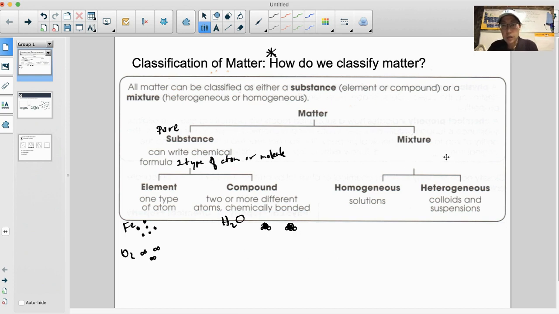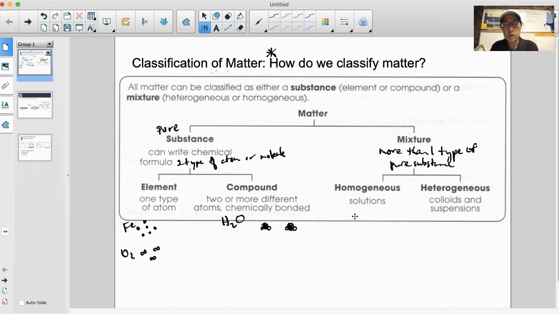Next, our mixtures, they take up most of our world. So mixtures are made up of more than one type of pure substance mixed together. Now, if the pure substances are mixed evenly, and you cannot see the difference between one part of the mixture and another, then we call those solutions, and we call them homogeneous.